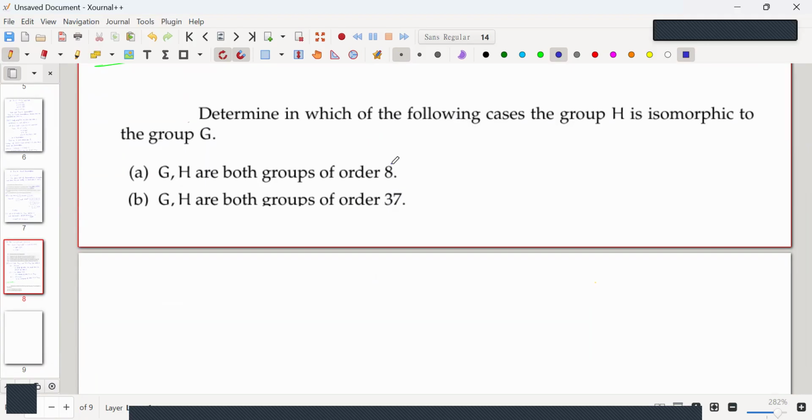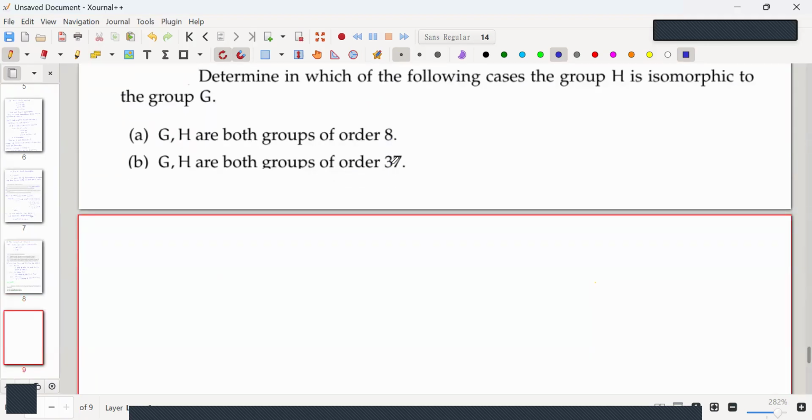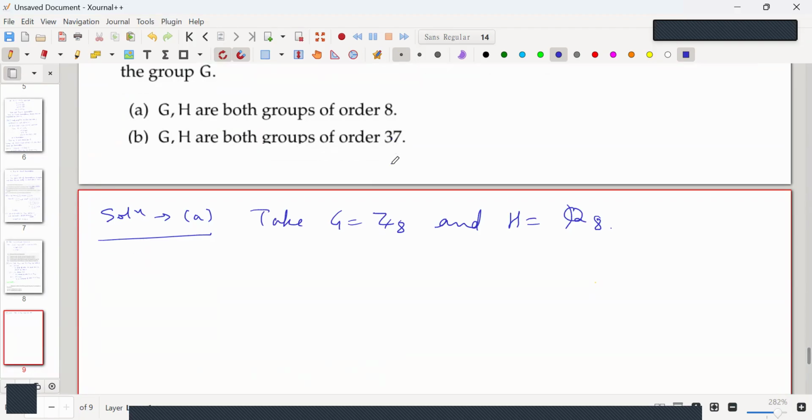So let me just make the job easier for you. Take G equal to Z8 and H equal to Q8. You know what Q8 is?